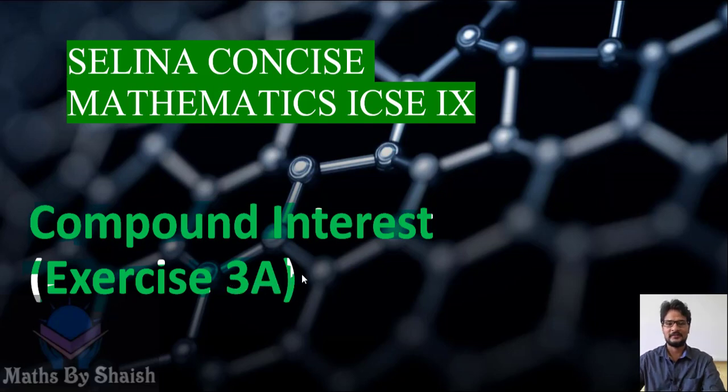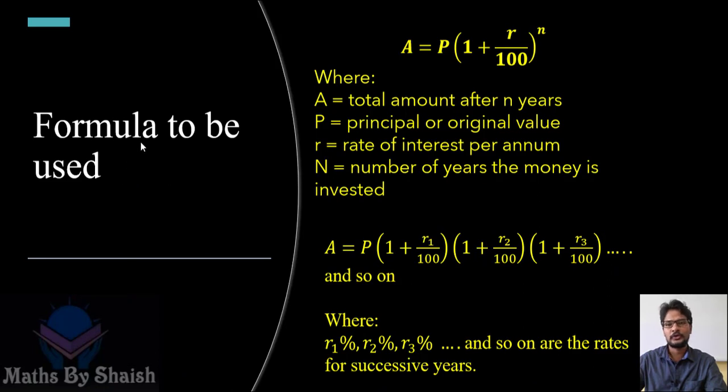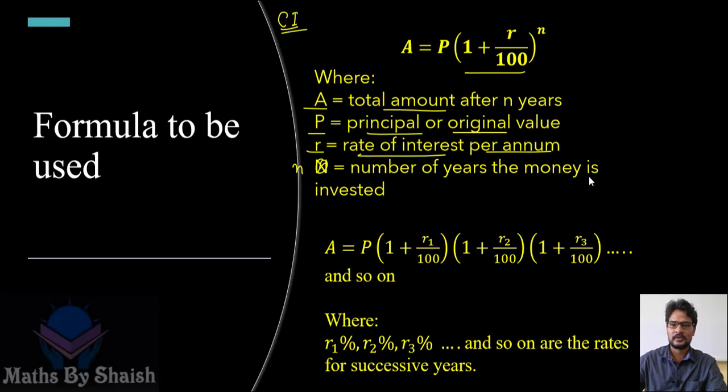So let's start. First thing, what are the formulas we are going to use in this? First one is A equals P times (1 plus R over 100) to the power n, and in the compound interest case it is the total amount, where A is the total amount after n years, P is the principal or original value, R is the rate of interest per annum, and n has to be small n. Small n is the number of years the money is invested.